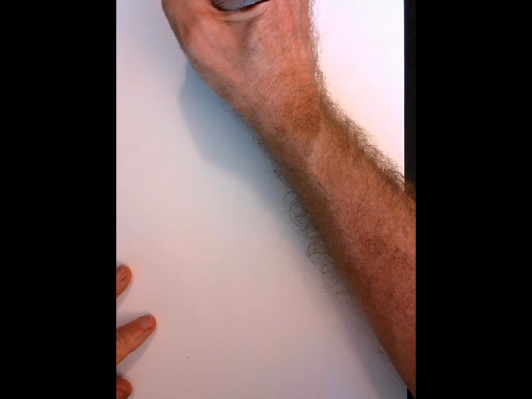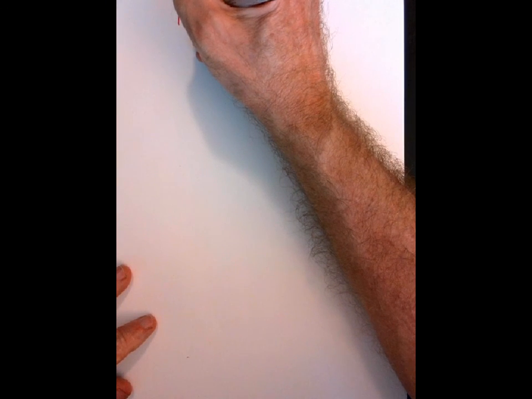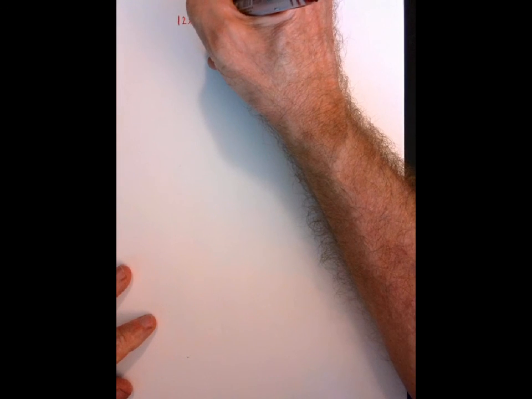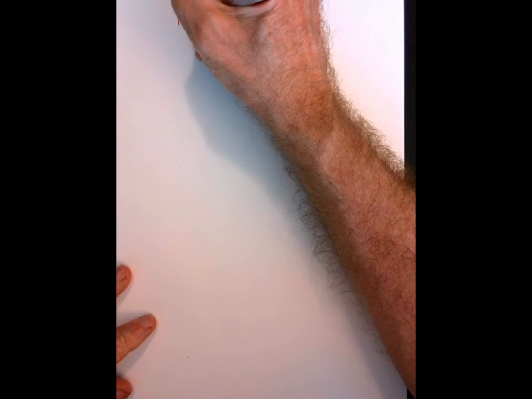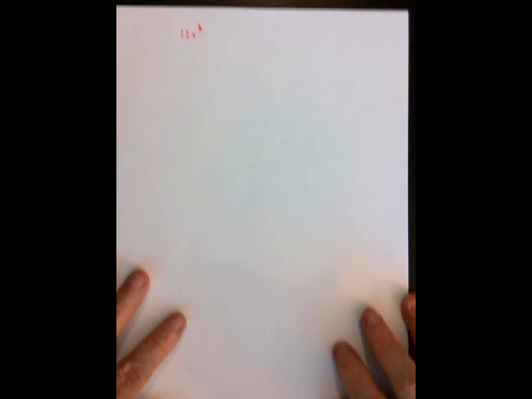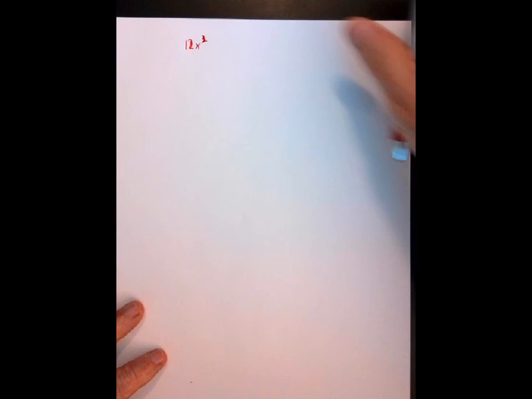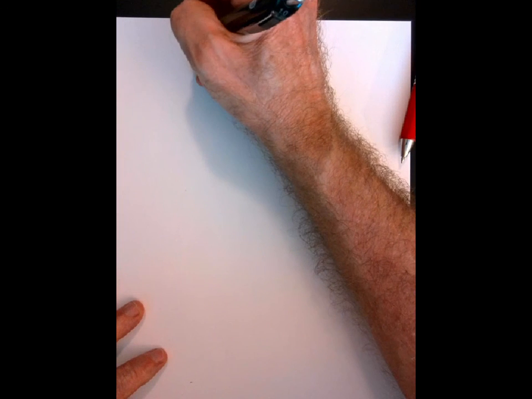All right, so let's try another one. I'm going to say 12x cubed. Probably should have it in black here to be consistent. 12x cubed. Name a function that if you took the derivative of it, the result would be 12x cubed. Put the video on pause and spend a minute thinking about that.